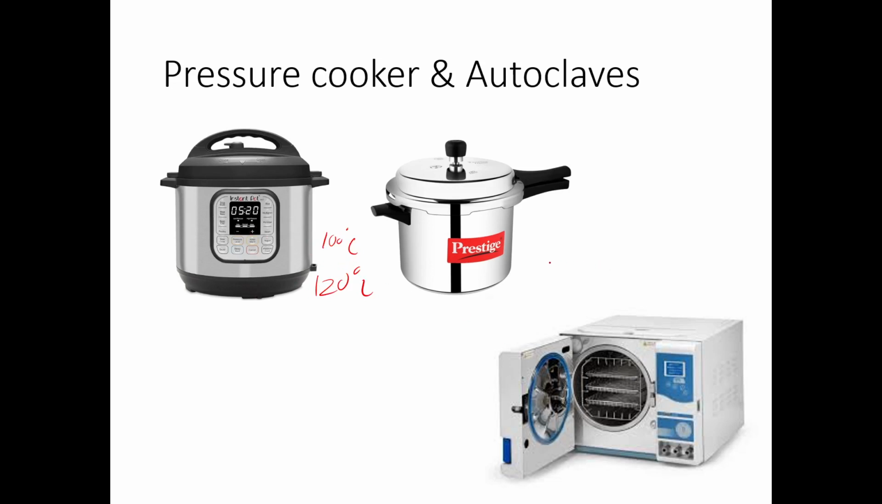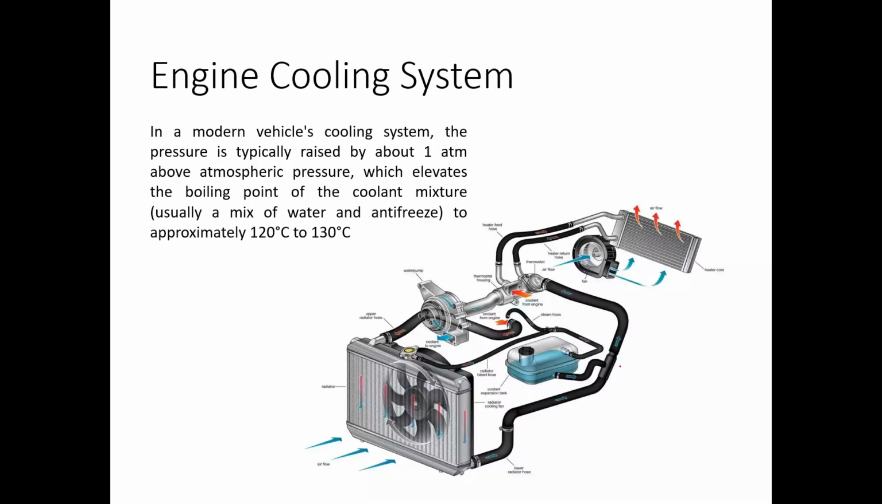Autoclaves are used in the medical industry to sterilize things and kill germs and so on. Again, they work at elevated temperatures. That means they boil the water not at 100 Celsius, but 120, maybe 130. Another example is the vehicle cooling system. Your vehicle cooling system operates at higher pressure, not 1 atm, and it boils at an elevated temperature, not at 100 Celsius. Basically, your car engine cooling system works at 120 Celsius, right?